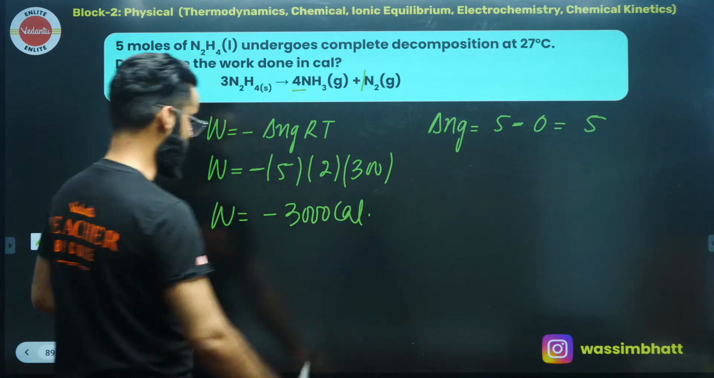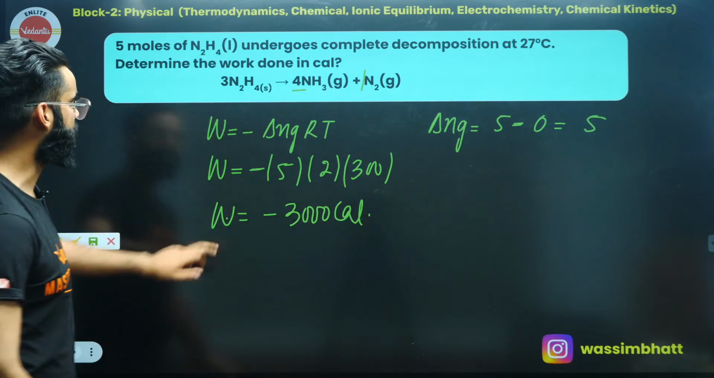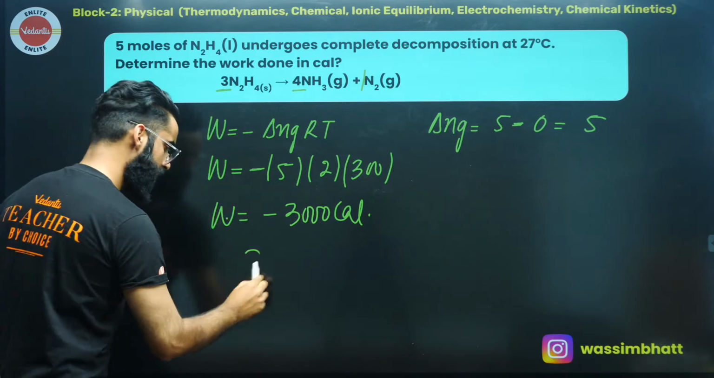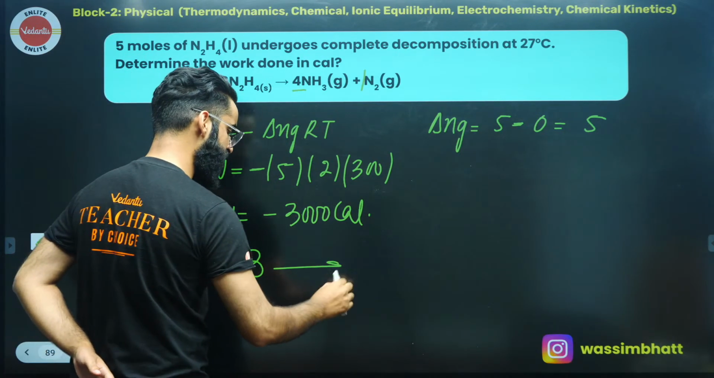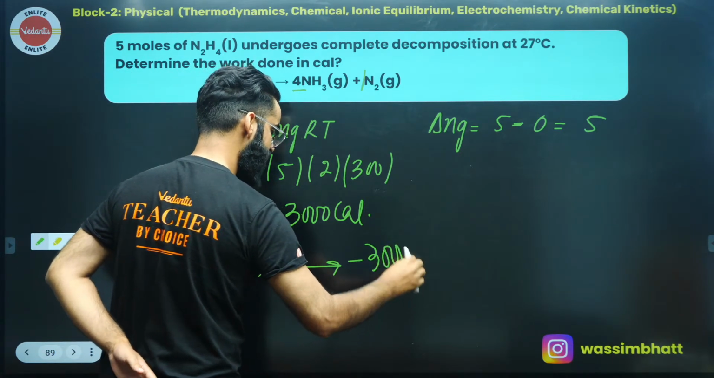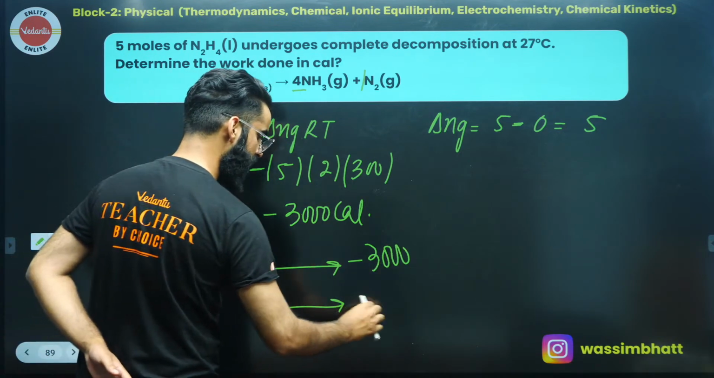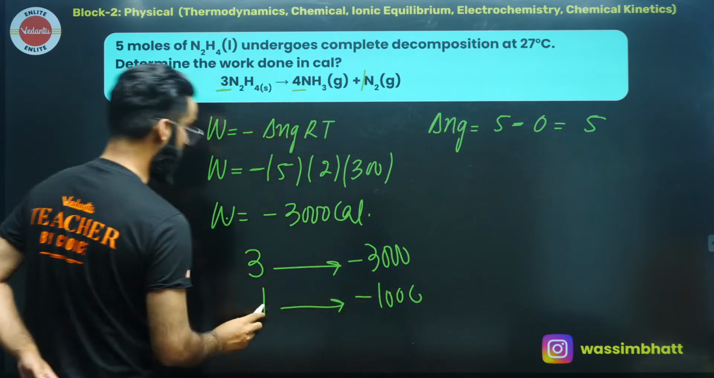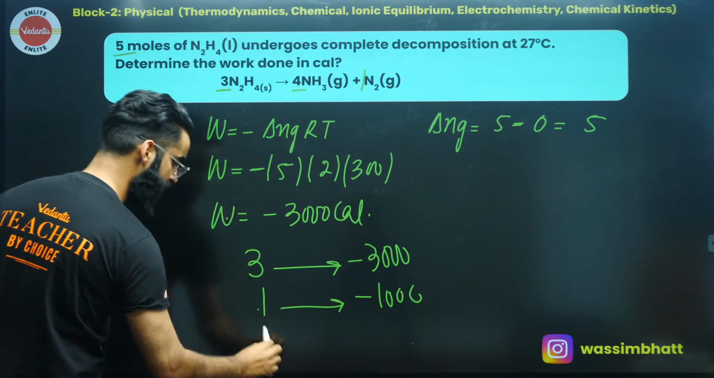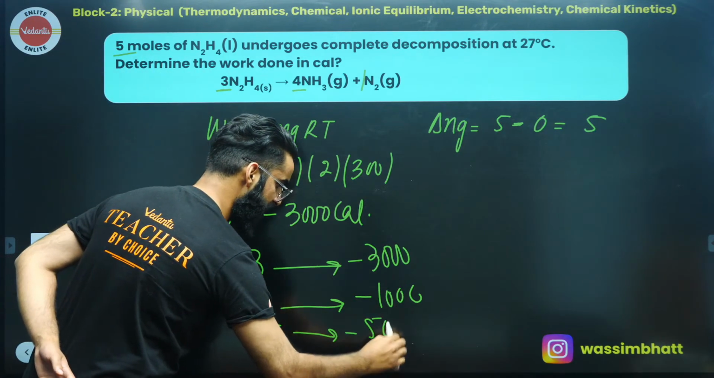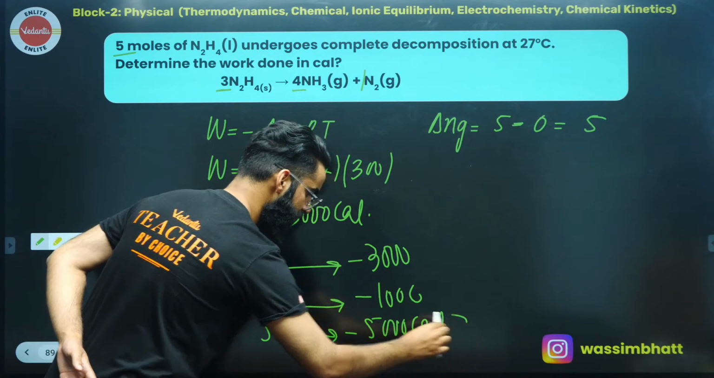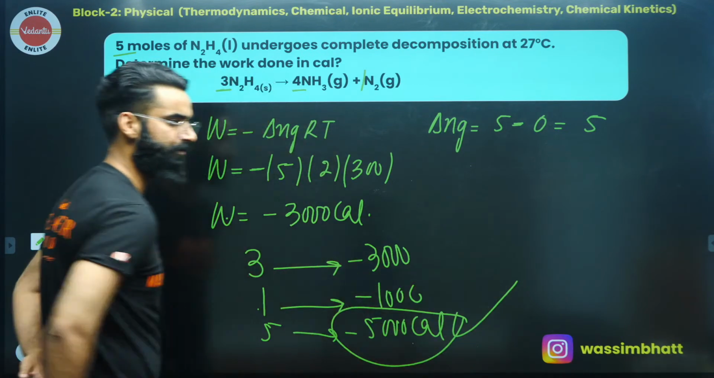Minus 3000 calories. This is the value of W for the decomposition of 3 moles of N2H4. When we decompose 3 moles of N2H4, W value is minus 3000 calories. When we decompose 1 mole of N2H4, it's going to be minus 1000 calories. But right now we are decomposing 5 moles of N2H4, so it's going to be minus 5000 calories, right? So this is the value of W, which you are supposed to calculate. That's the answer.